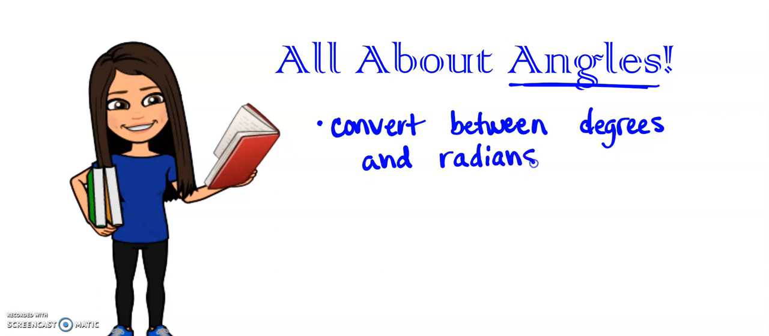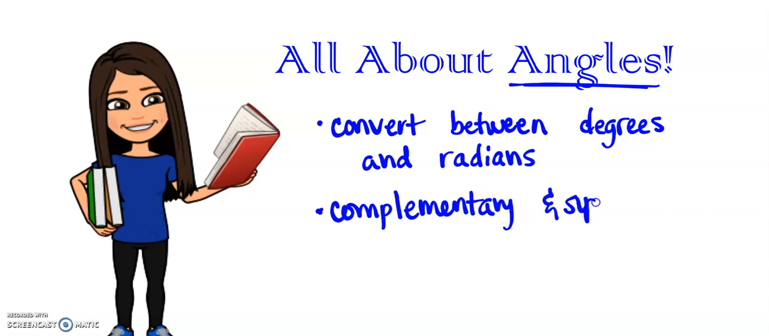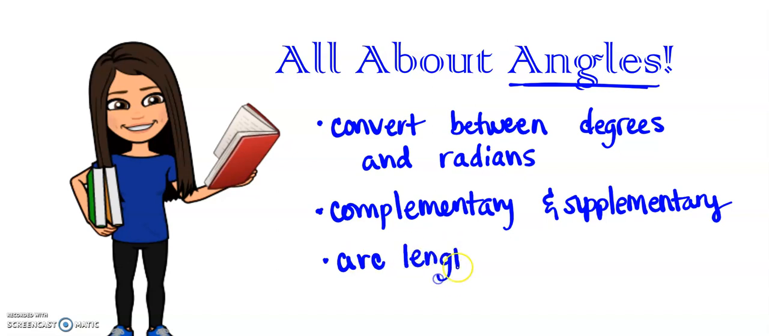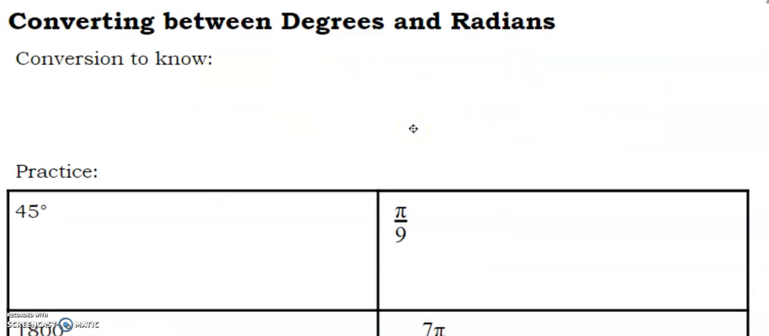We are going to talk about what it means to be complementary and supplementary. And lastly, we're going to talk about arc length. All right, so those are the three things. Once we get through all those three things, you'll know that our video for today is done. So without further ado, we're going to start by talking about how to convert between degrees and radians.